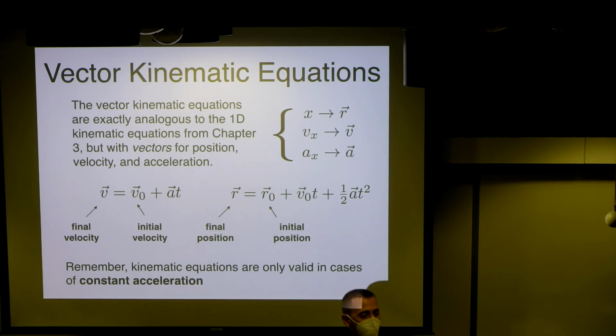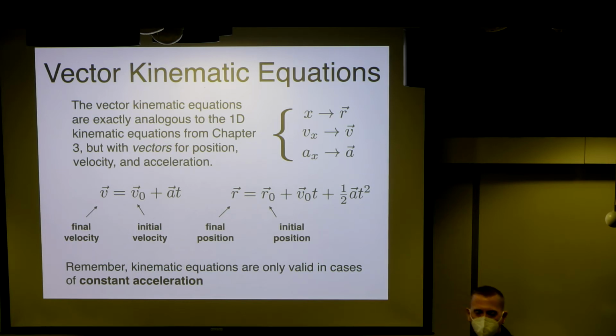Position, that's no longer x, that's going to be a vector r, okay? Velocity, we're not just going to think of one component, vx. We're going to think of this as a full-fledged vector, v. And same with acceleration. We're not just going to think about acceleration on the x-axis only. We're going to think of this as a full-fledged vector, a.